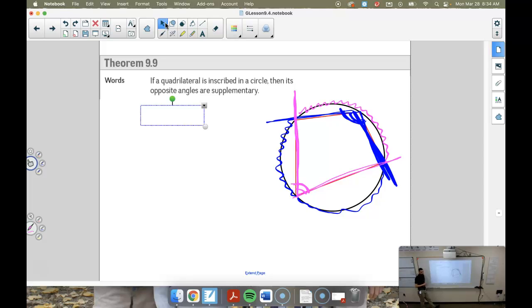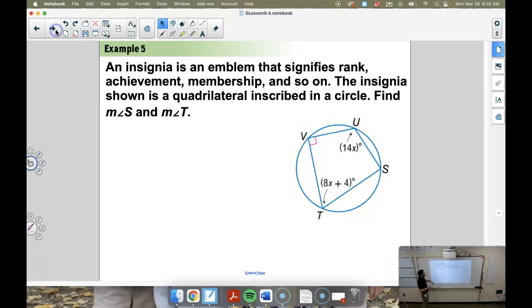Again, similar situation where they'll give you a picture and there are no values to set things equal to. You have to recognize that things are going to add up to 180. It's kind of like a puzzle piece. These two can add up to 180 and these two can add up to 180. How do I figure out what those add up to altogether? So you'll see problems that look something like this. This is a pretty straightforward one. I just take those two values, 14x plus 8x plus 4, and set those equal to 180.